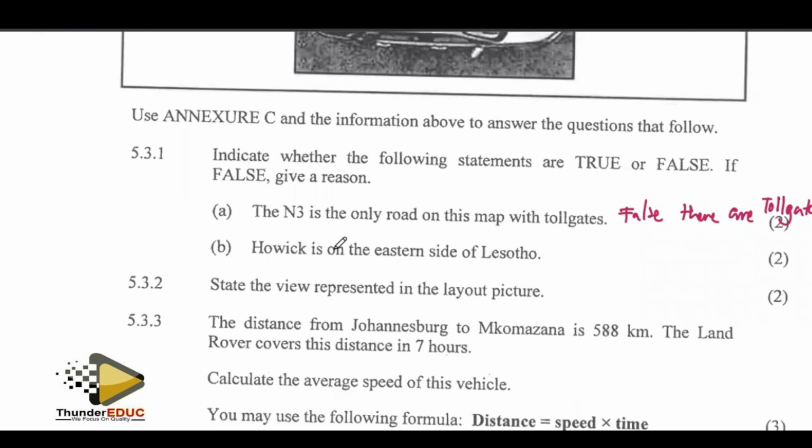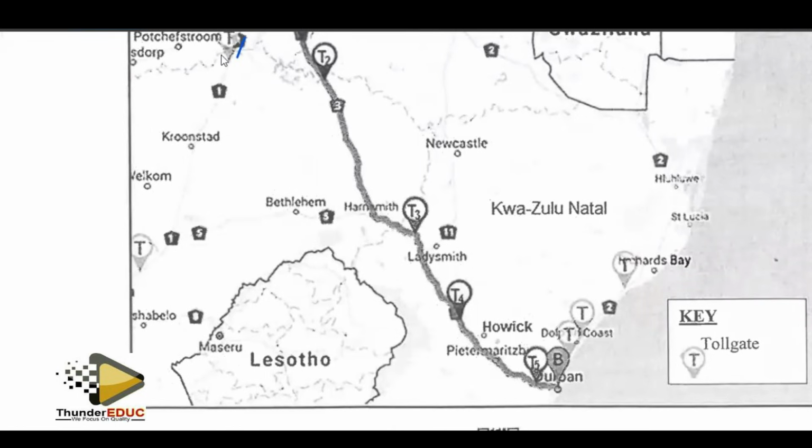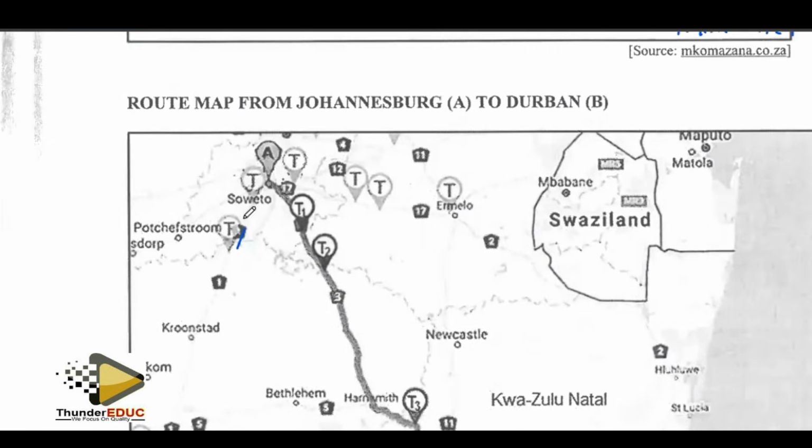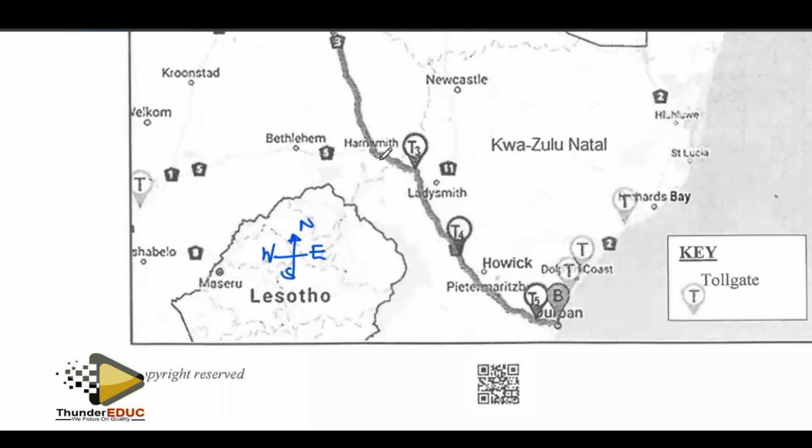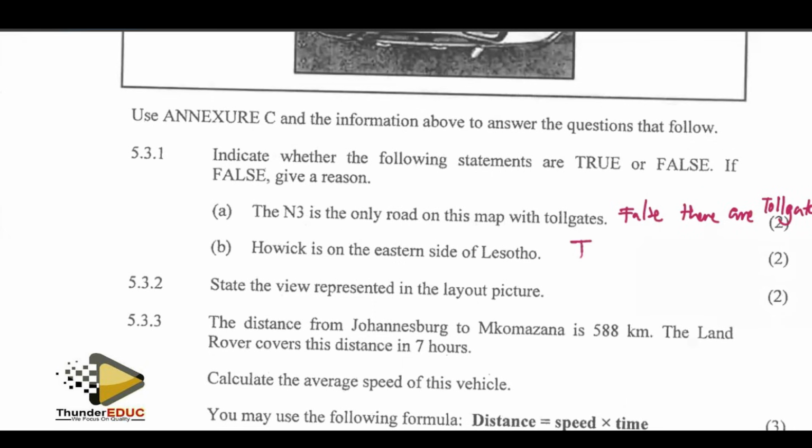Okay. So who is on the east of Lesotho? East of Lesotho. So you come to Lesotho here. You draw a small compass. So this is our north, east, west, and south. Take note, if the map does not have a compass, we shall always take the top part as the north. So east, the place you're looking at, it's this other side, which is true. So the answer then becomes true.